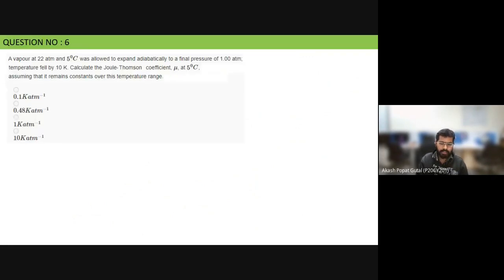Let's move towards the next problem. The problem goes like this: a vapor at 22 atm and 5 degrees Celsius was allowed to expand adiabatically to a final pressure of 1 atm. Temperature fell by 10 Kelvin. Calculate the Joule-Thomson coefficient mu at 5 degrees Celsius, assuming that it remains constant over this temperature range.